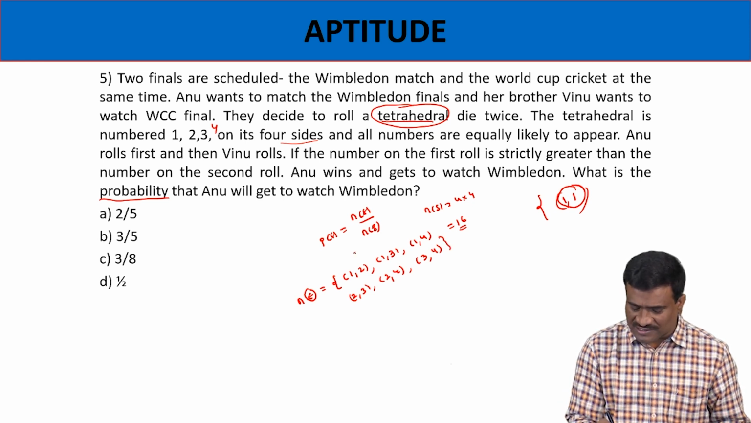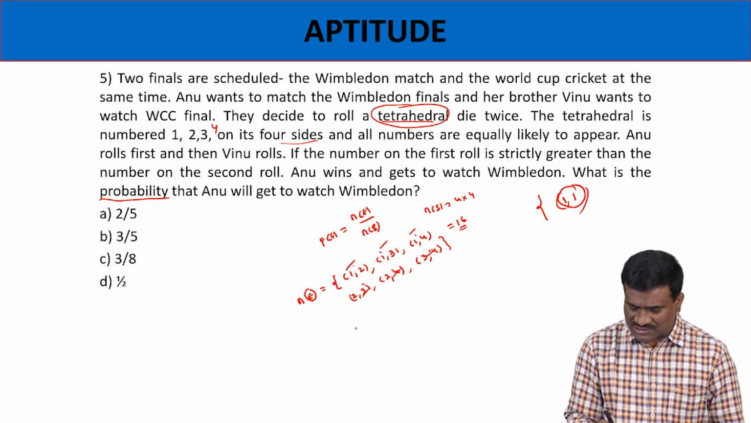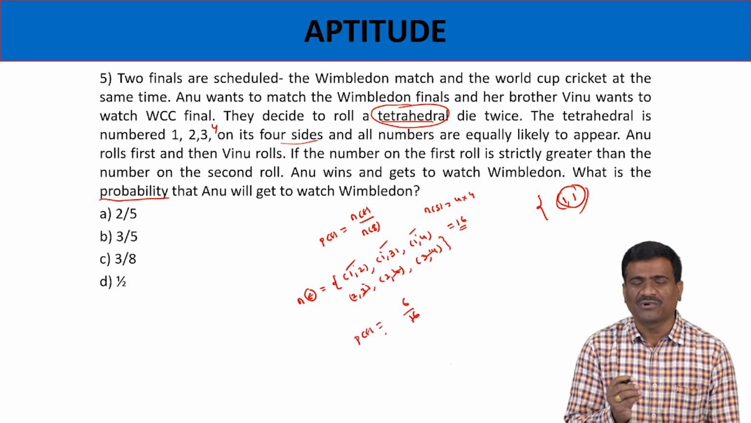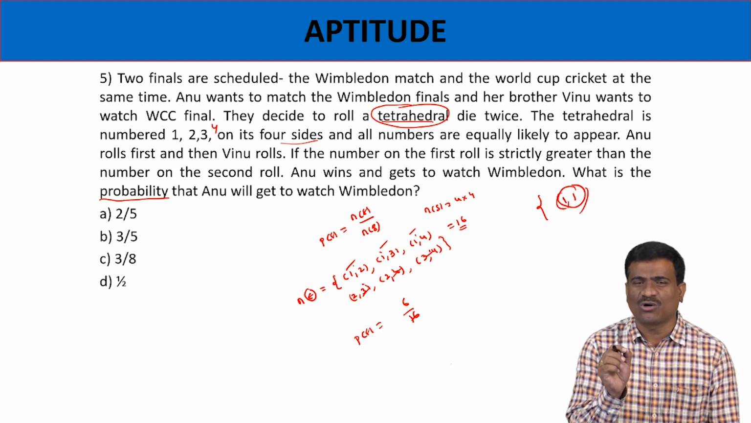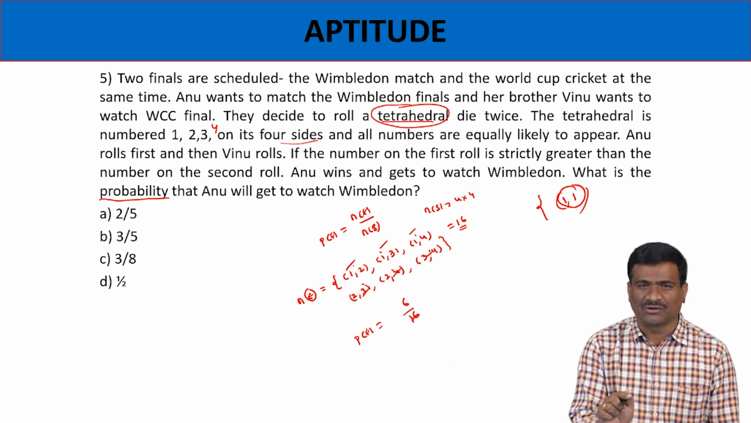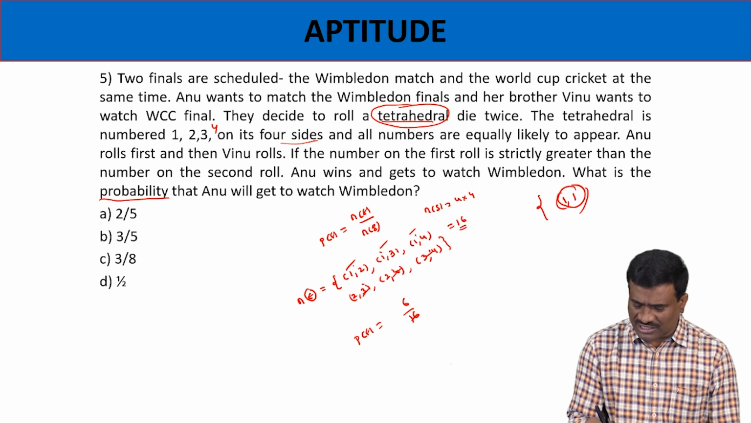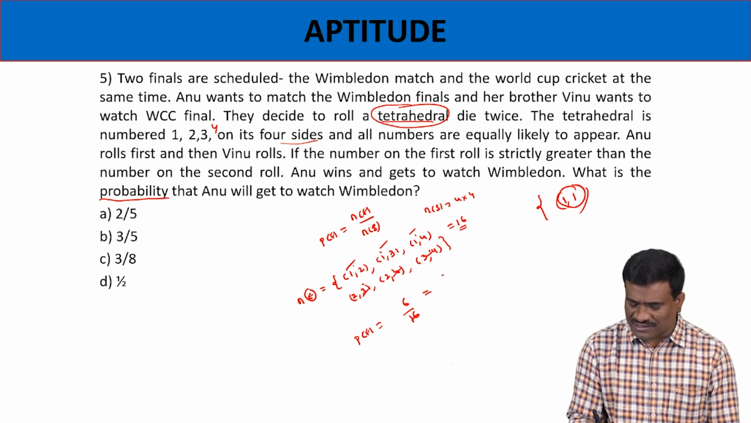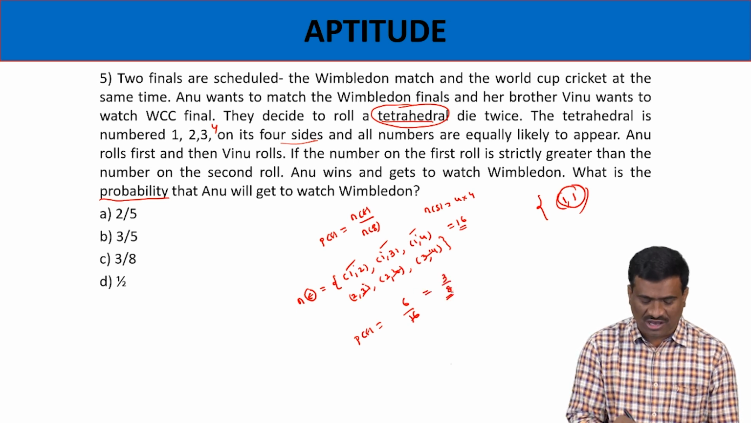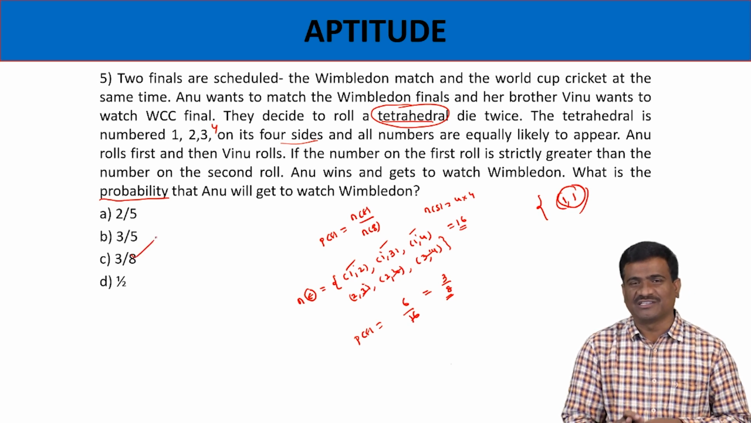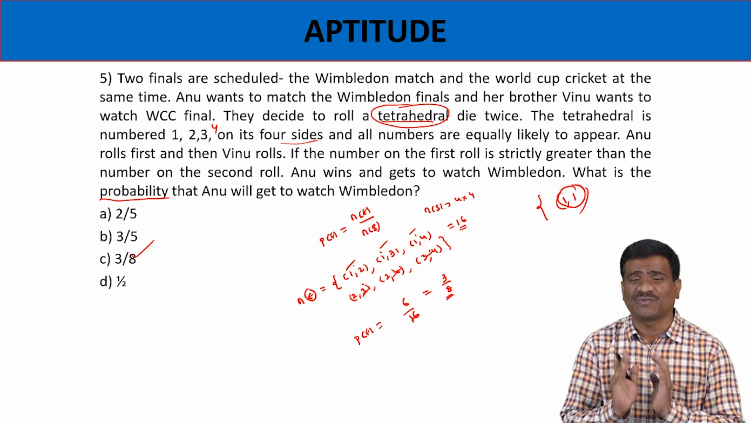Total possibilities: 1, 2, 3, 4, 5, 6. Number of events is equal to 6. Your probability is equal to 6 by 16. N of S means all possible outcomes, called the sample space, denoted by S. Then probability is equal to 6 by 16 is equal to 3 by 8. Option C only is correct. This question is lengthy but the answer is very simple.